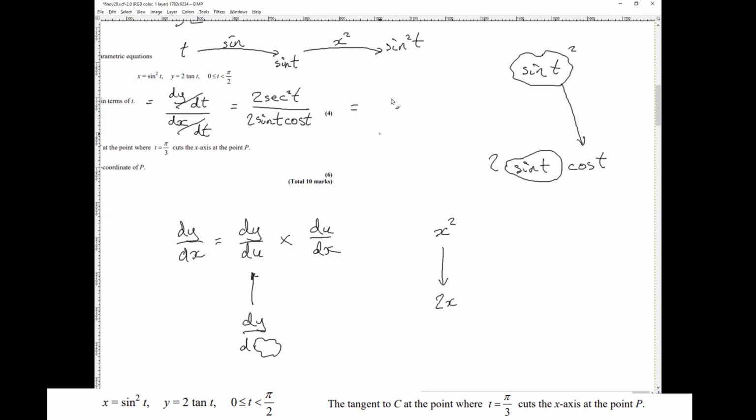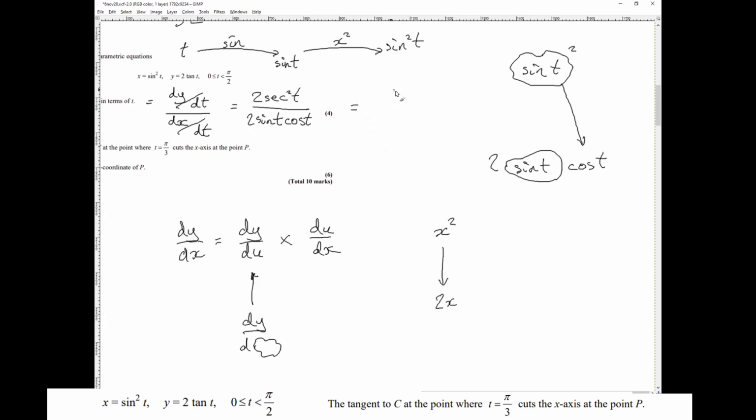So sec is 1 over cos. 1 over cos. So it would be 2 over cos over 2 sin t. And I think the 2's are going to cancel though, aren't they? So we don't worry about them.